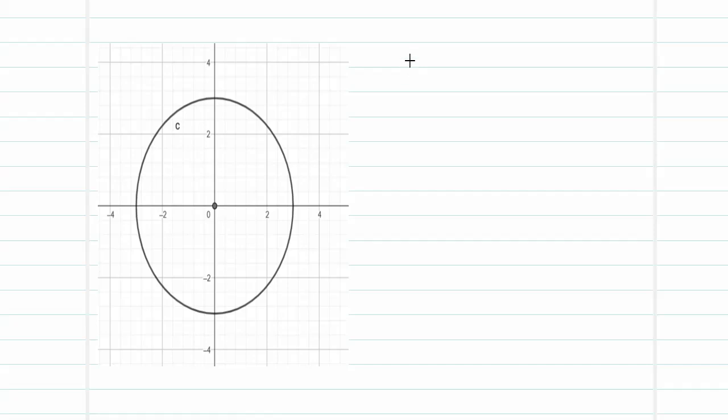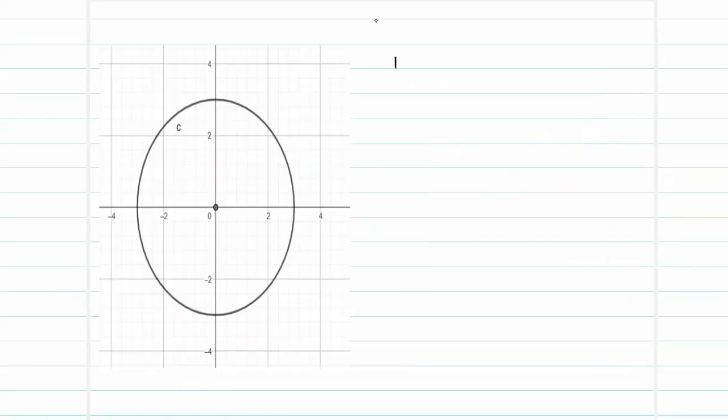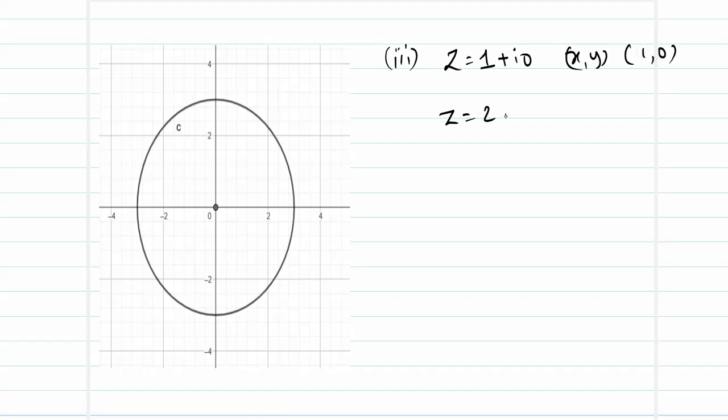What is our next point? This is my point number 1, this is my point number 2, and now my point number 3 is to search for my poles. What are my poles? z is equal to 1 and z is equal to 2 are my poles. I can write z is equal to 1 as 1 plus i 0, so in x comma y representation it gives me 1, 0. 2 can be written as 2 plus i 0, so in x comma y representation, I get 2, 0.